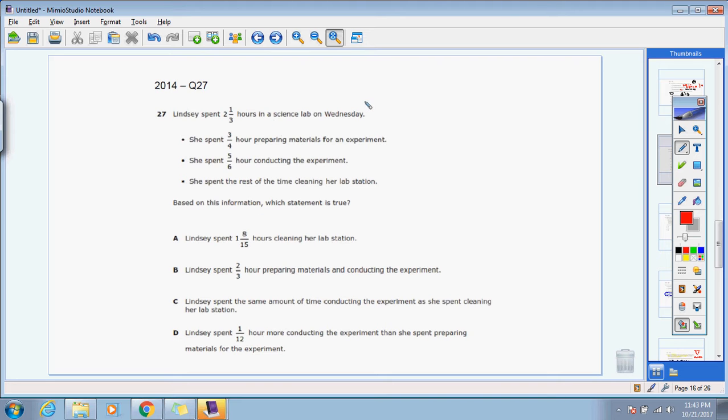Let's find those times in minutes to be able to keep them in integer form. As we know, 1 hour is equal to 60 minutes. So let's find out how many minutes this equals. Totally, how many minutes did she spend in the science lab?